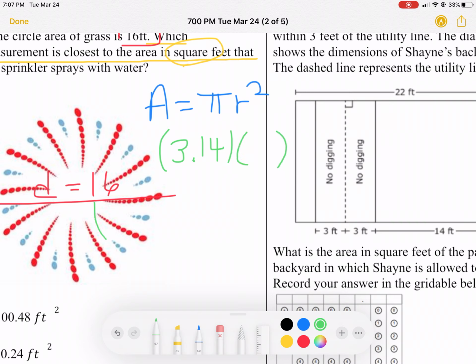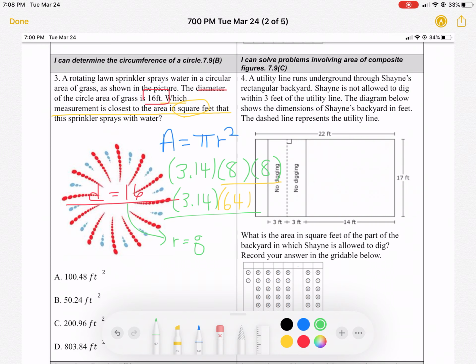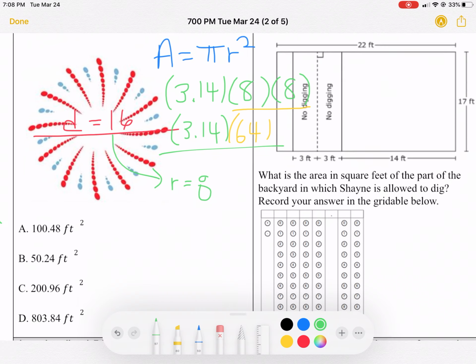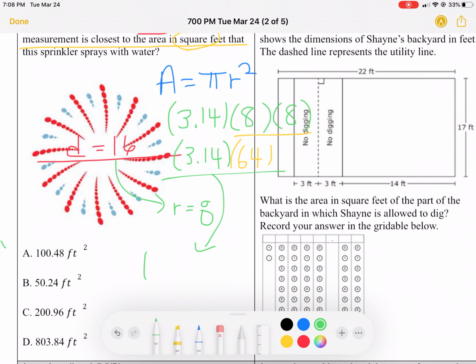Radius, we're going to have to find it out. Radius will be half of the diameter, which is going to be 8. So 8 squared is the same as 8 times 8. Basically you can do 8 times 8 first, which is 64, and then multiply that with the pi. And I have mentioned, look at your answer choices. They are very spread apart. So why don't we just estimate, and use 3 instead of the pi? That way you can estimate and get the best answer.